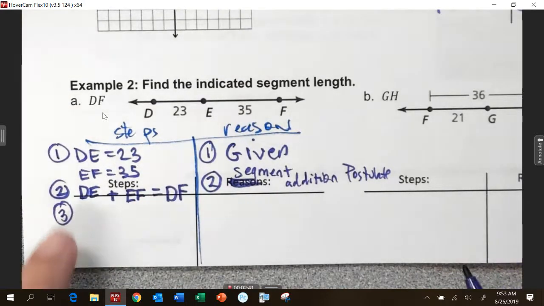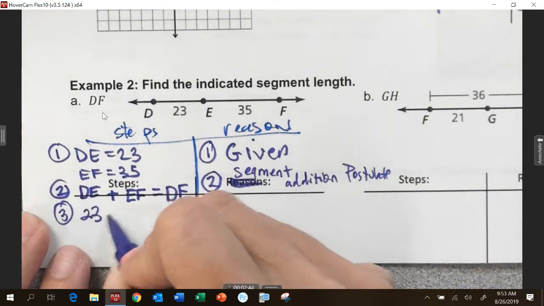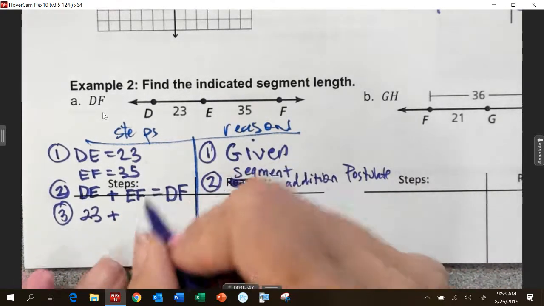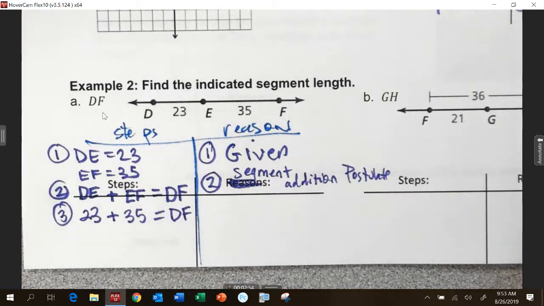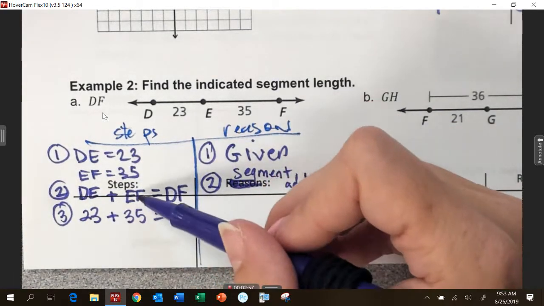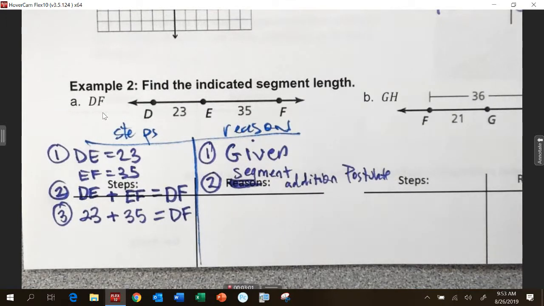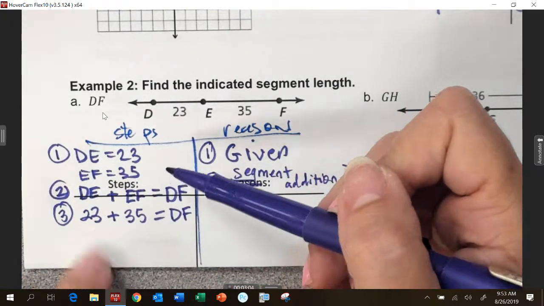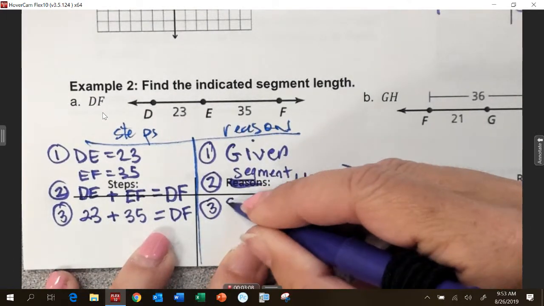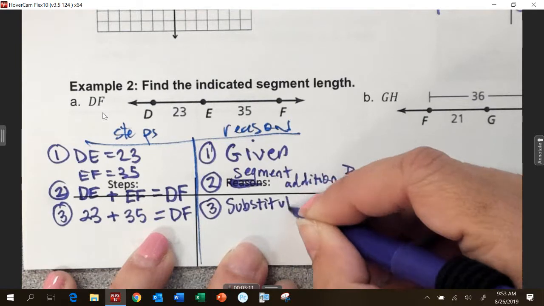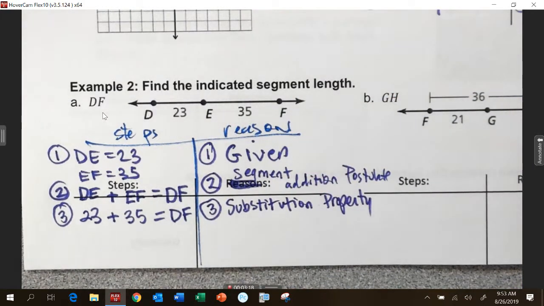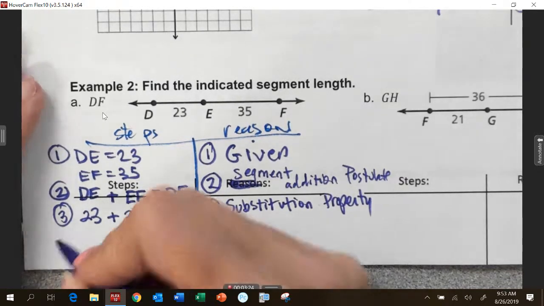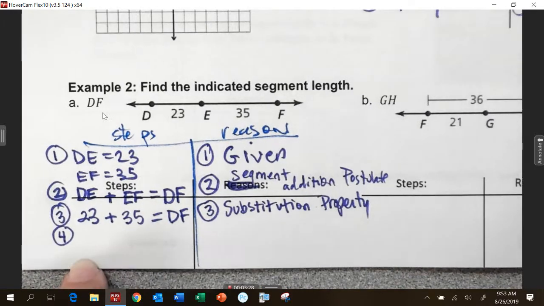My third is that DE is what number? 23. EF is what number? 35. And DF I haven't found yet, even though some of you may have already found the answer. So what I did was, since I know what DE is and I know what EF is, I put them in. So the reason for being able to stick in the numbers where they go is called the substitution property. The reason you can stick numbers in, because that's what EF represents, is substitution property.